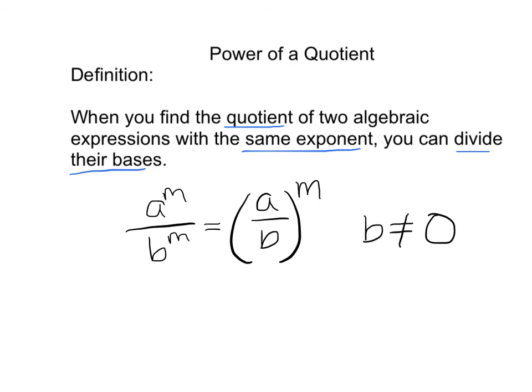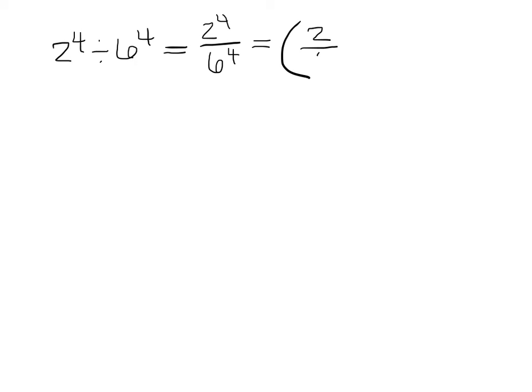All right, let's try an example. Let's say I have 2 to the fourth divided by 6 to the fourth. I can either leave it like this, or I could rewrite it as 2 to the fourth over 6 to the fourth. Since I'm dividing and I have my common exponent, I can then divide the bases raised to that common exponent. And then, of course, I could reduce that to 1/3.